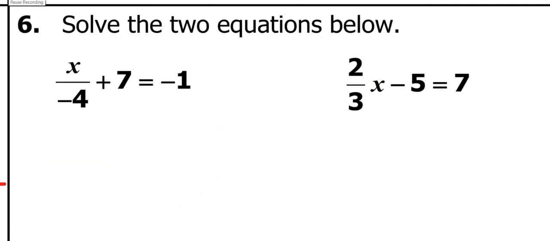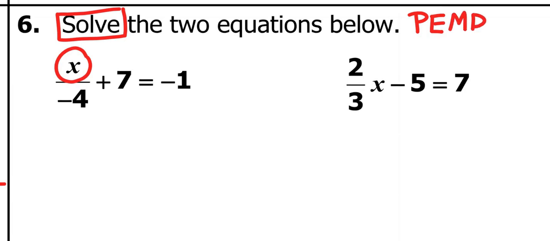Number 6, solve the 2 equations below. So again, these are two separate problems, and we're asked to solve them. Looking at the first one, I have x over -4 plus 7 equals -1. When you're trying to solve the equations, you're looking to get the x value all by itself. Right now, x is being divided by -4, and then whatever I get from that, I need to add 7 to it. When you're trying to isolate your variable, you're going to be doing PEMDAS in reverse.